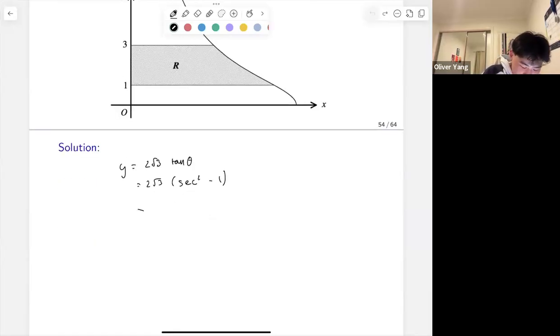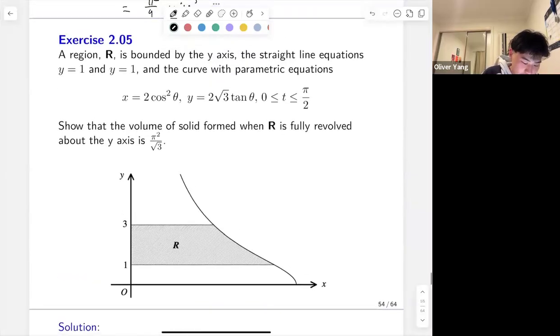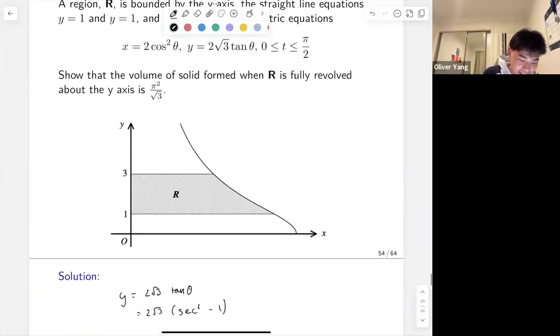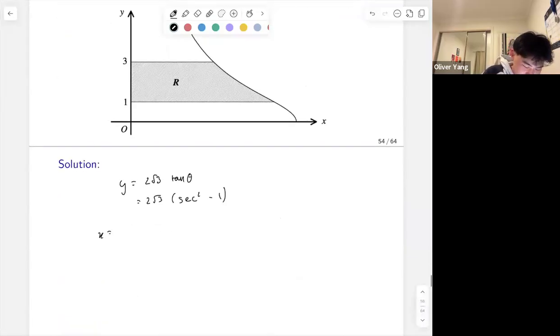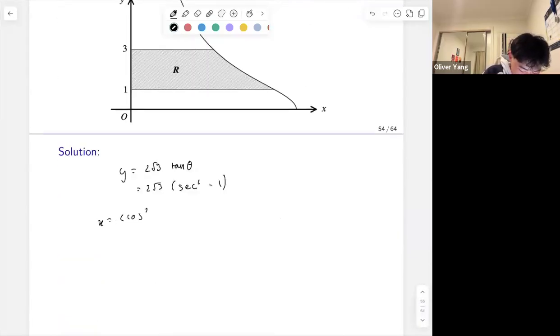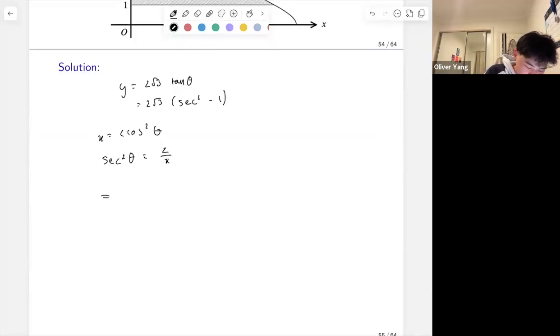So we know that x is equal to, now we just want to put x into the form of sec, right? So x is going to be 2 cos squared theta. We want to make it sec, so it's going to be sec squared theta equals 2 on x, right? So we're just going to get that into y. So y equals 2 root 3, 2 on x minus 1.